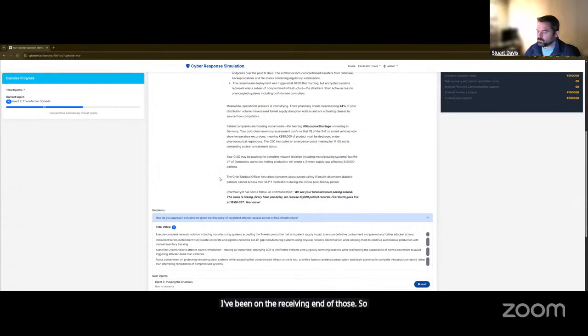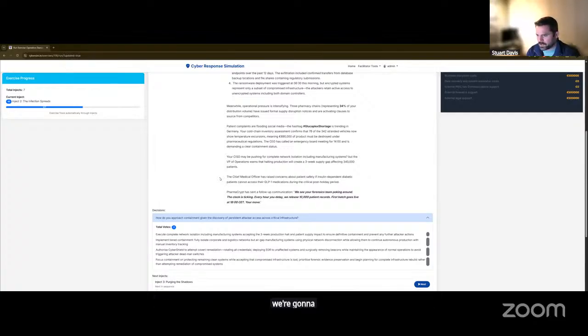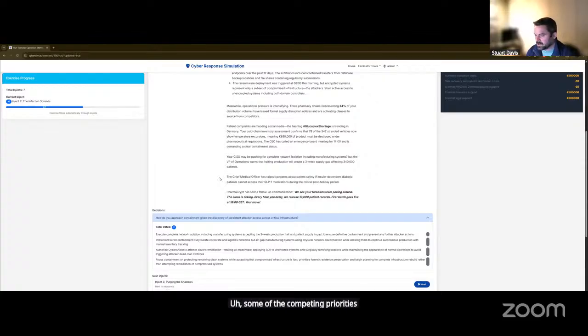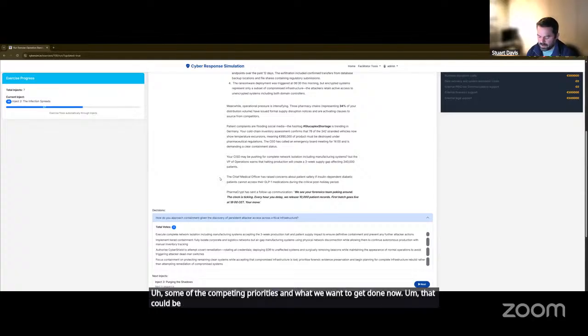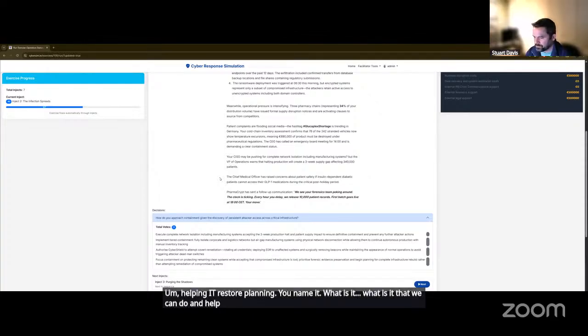So now, guys, we're going to turn over to our executive leadership team. We're going to start maybe with our Chief Information Security Officer to talk a little bit about what his concerns are right now that he's communicating to the CEO, Chief Legal, and others. What are we thinking about in terms of some of the competing priorities and what we want to get done now? That could be relating to detecting the bad guy, isolating the bad guy, helping IT restore, planning, you name it. What is it that we can do and help with right now?